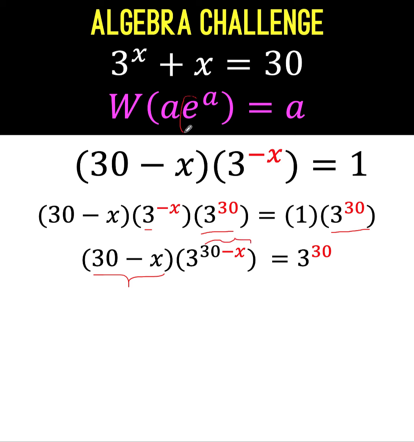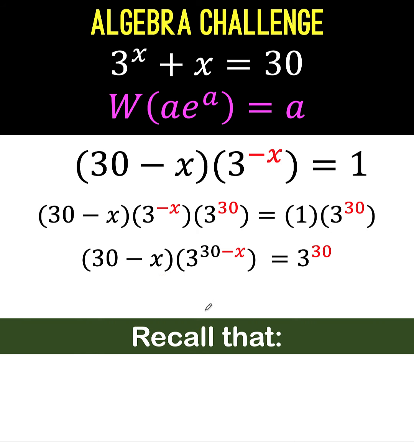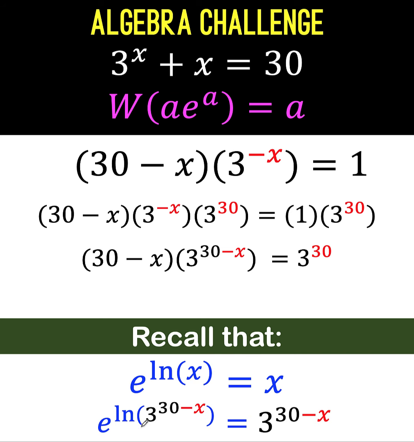Our problem is we need the natural number e, but what we have here is 3. So we need to be able to introduce the natural number e in this equation. How can we do that? Let's recall that e raised to ln of x is just the same as x, because e and ln are inverse operations that can cancel each other's effect. So the resulting value here is simply whatever is the input x. That means if we have e raised to ln of 3 raised to 30 minus x, this is just the same as whatever is this input, 3 raised to 30 minus x, which is what we have here.